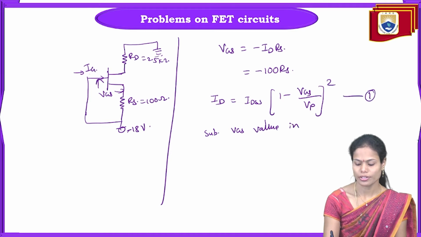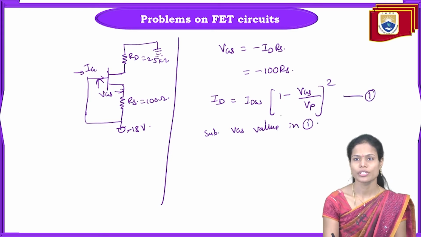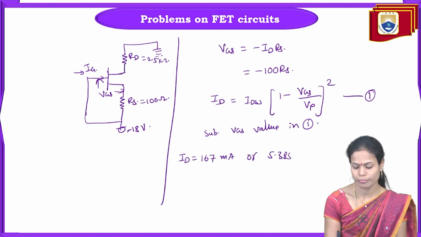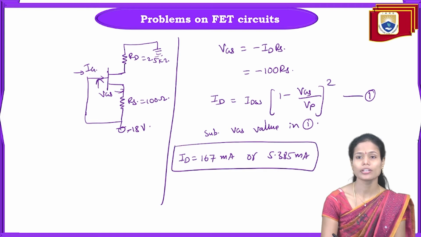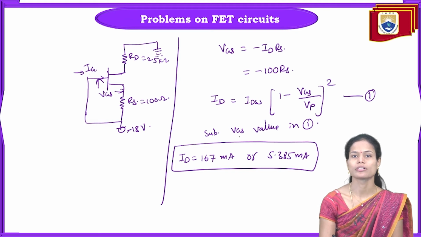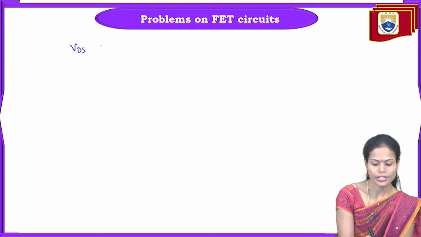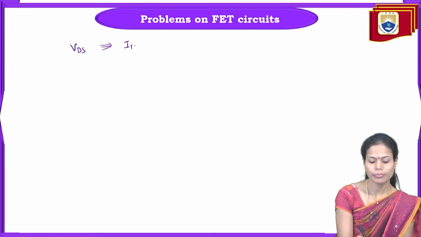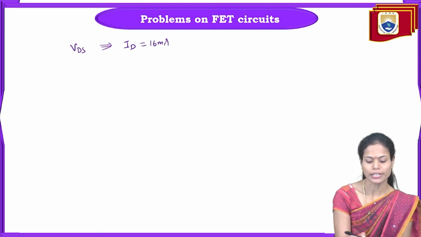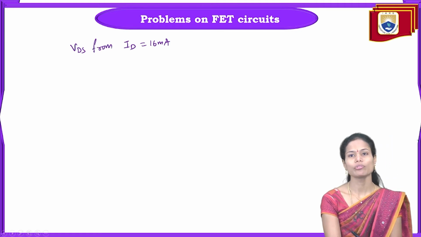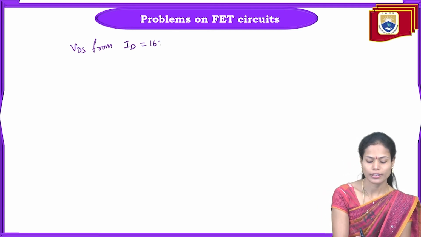in equation 1. If we substitute this VGS value here, we will again get the drain current as 167 milliamps or 5.385 milliamps. Two values we are getting here. Again we need to check for both drain currents which one is suitable for the circuit. For that purpose, I am calculating VDS by using the ID value as 167 milliamps.